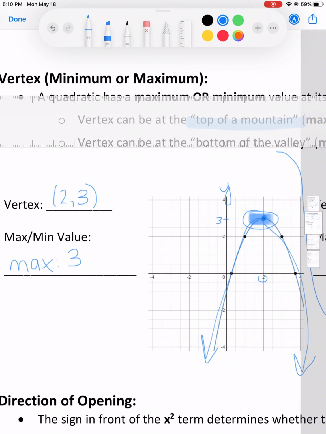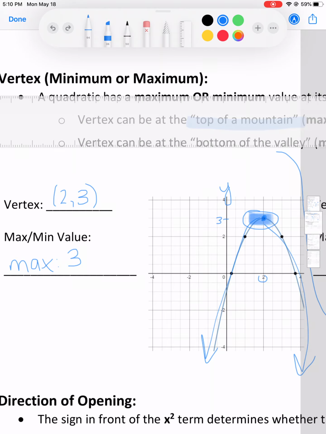Okay, so that's our vertex. One thing maybe that you guys pointed out: the 3 for our max value, because this is my y value, and this are the same. Same. Look at that. I'm going to get rid of that, and I'm going to get rid of those lines.